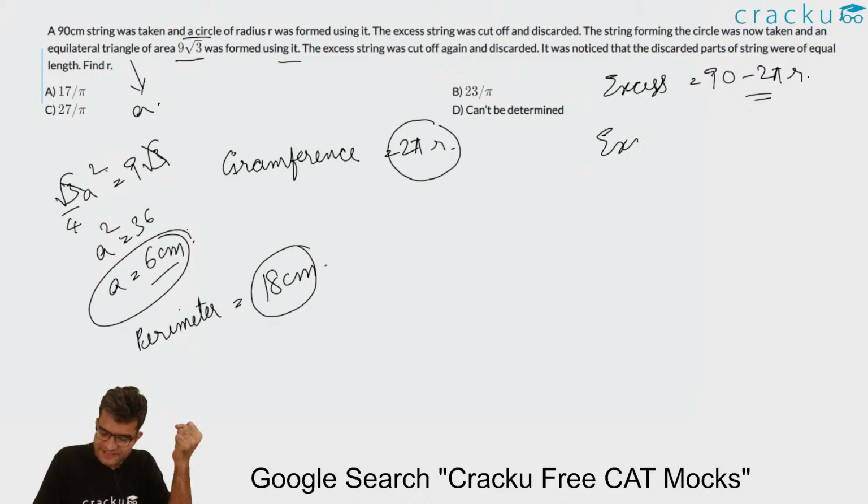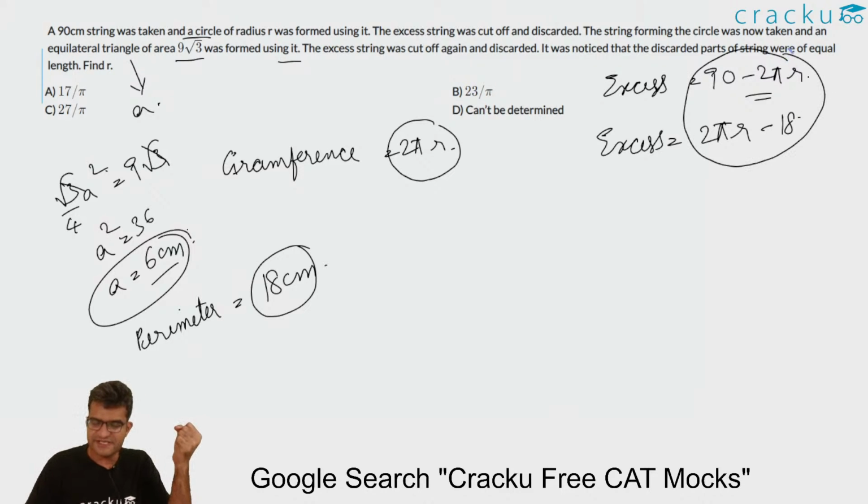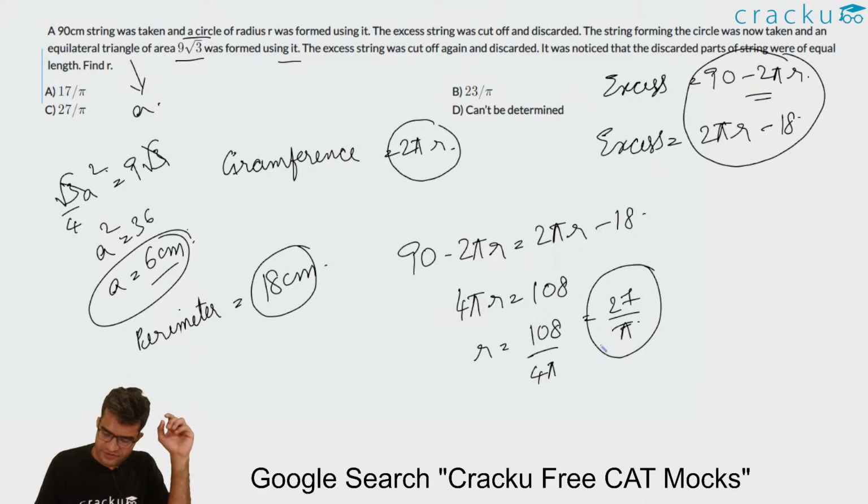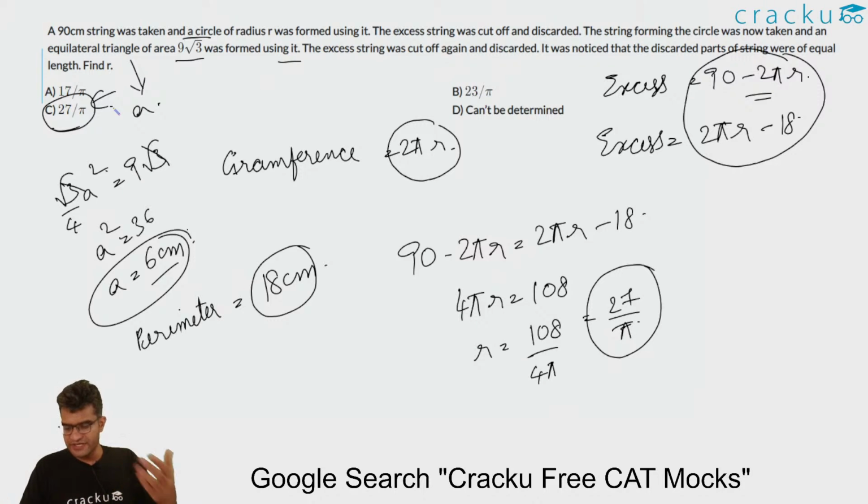So the new excess that is cut off is 2 pi r minus 18. What we are told is that both the excess pieces are the same in length. So 90 minus 2 pi r is equal to 2 pi r minus 18, or the value of 4 pi r is equal to 108, or the value of r is equal to 108 divided by 4 pi. This is equal to 27 divided by pi. So the answer for this question is option C, which is 27 by pi. Let us now look at the next question.